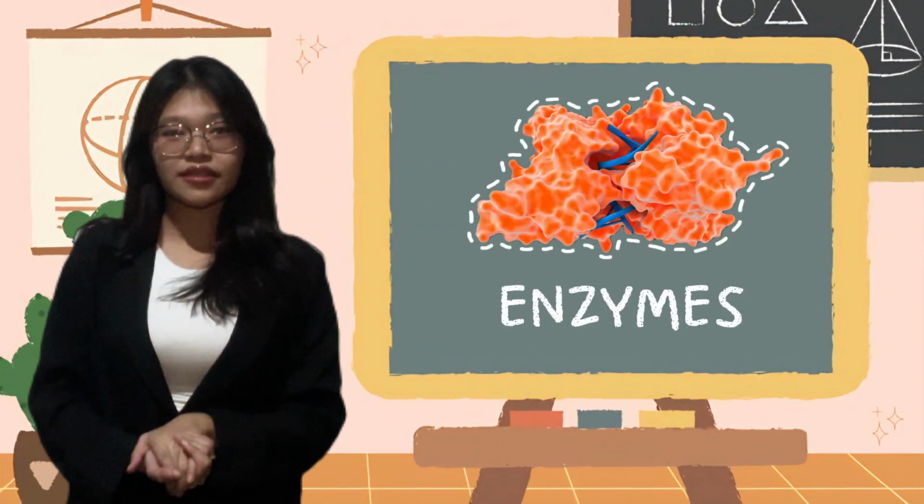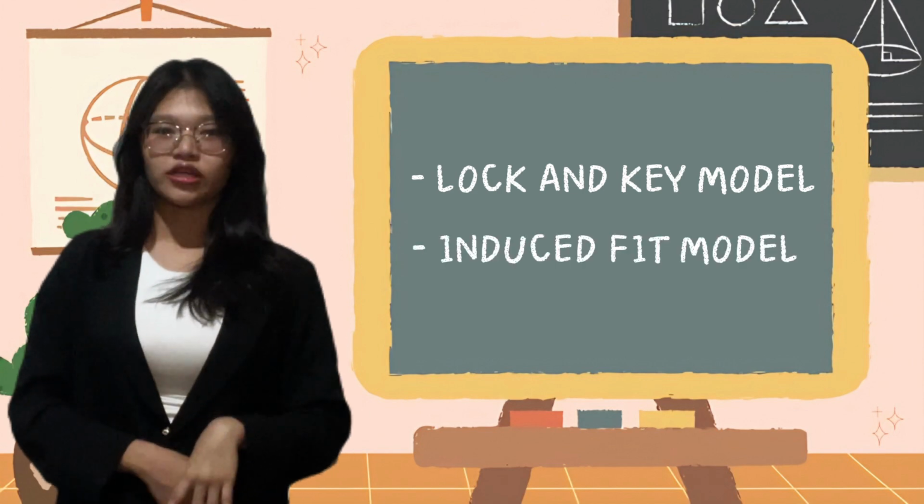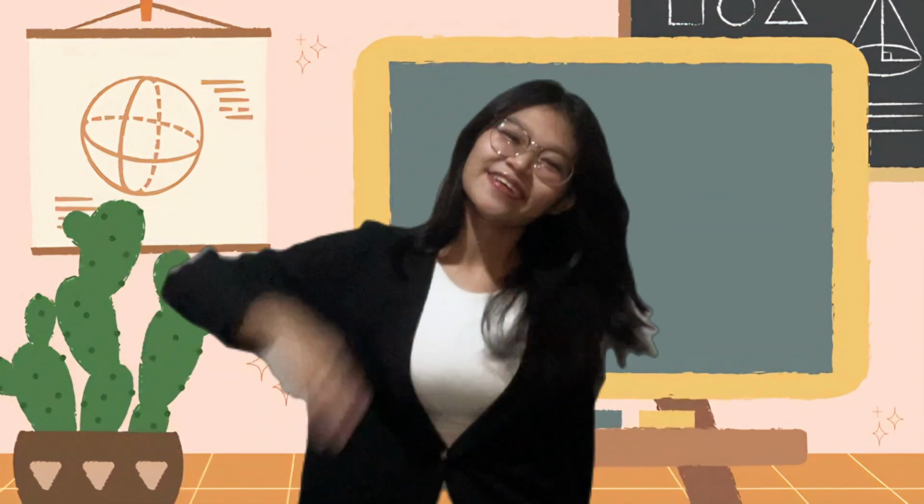Good day, everyone. Today we're going to explore a fascinating and essential topic in biochemistry, the relationship between protein structure and function, specifically focusing on enzymes and the models that explain how they work, the lock and key model and the induced fit model. These models help us understand why enzymes are incredibly specific and how even tiny changes in structure can drastically affect how they function. Not only is this concept important in biology, but it also has real-world medical applications, from drug design to diagnostic tests. So, let's get started!